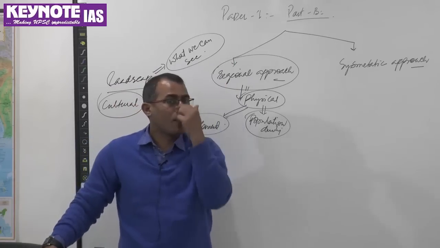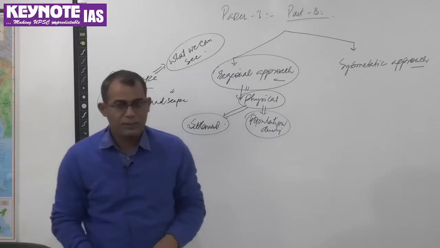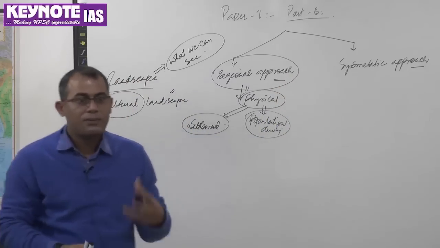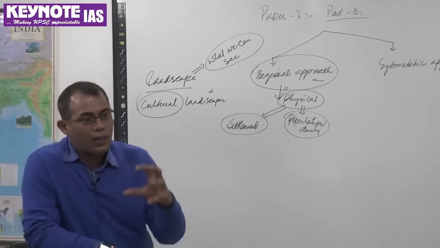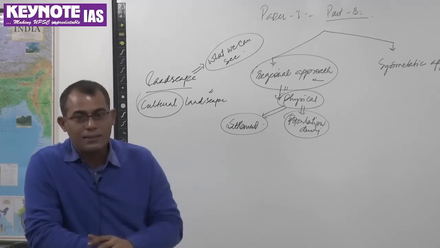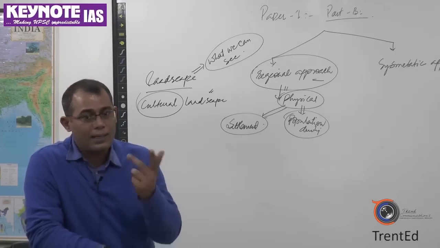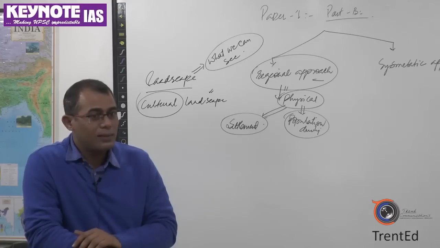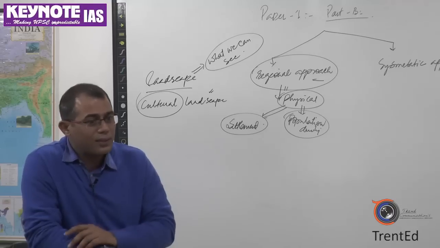Suppose a piece of land, a big piece of land. It's a physical entity, a region. Now for an industrialist that has a different perspective, a different meaning. For an agriculturalist that will be a different meaning. For school-going or college-going kids that will have a different meaning.